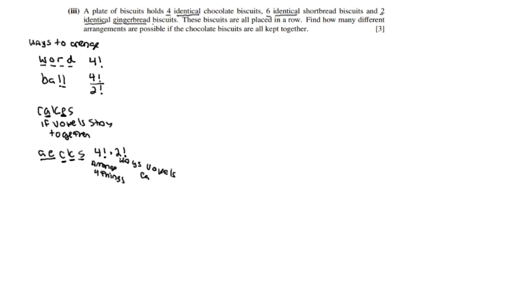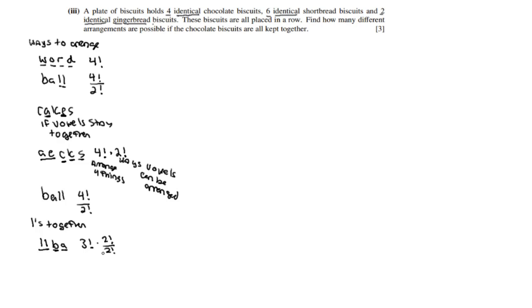Now, let's think about if it was ball and to keep the L's together. Well, in this case, what we're talking about is 3 factorial. There's 3 things. But now when I take a look at the L's, that's 2 factorial. But when I divide by the fact that there's 2 of them identical, 2 factorial divided by 2 factorial is the same thing.